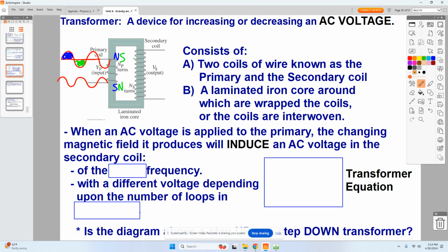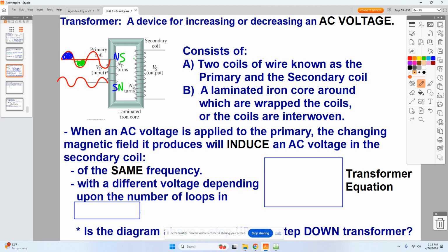Now what's cool about this is that the output voltage has the exact same frequency as the input voltage. If I'm running this transformer with US power, I probably have a 120 volt, 60 hertz signal. That's standard for the United States. That means that the output voltage will be at 60 hertz.